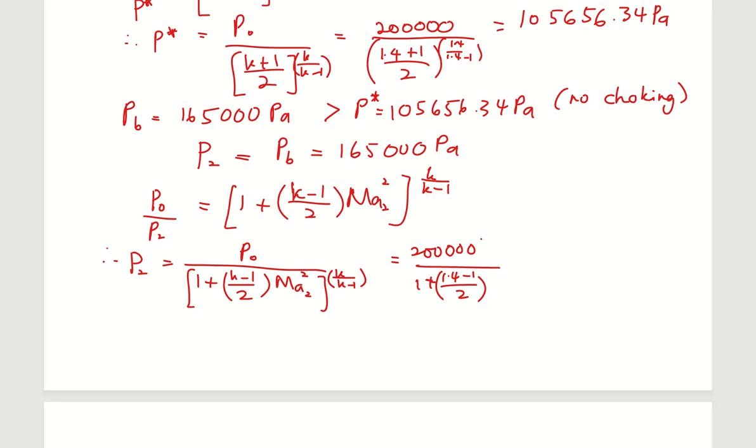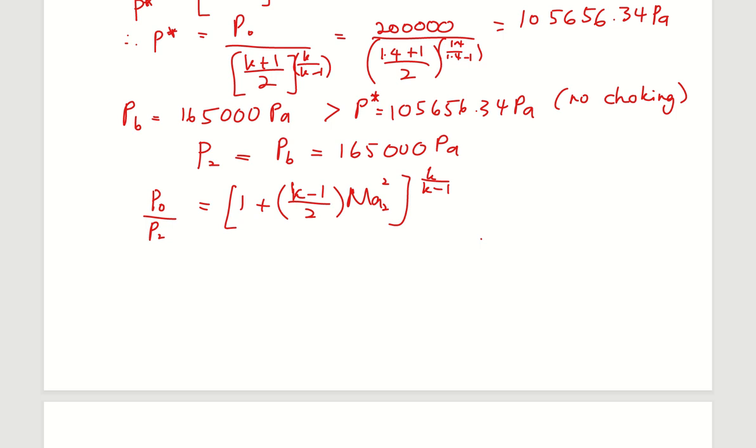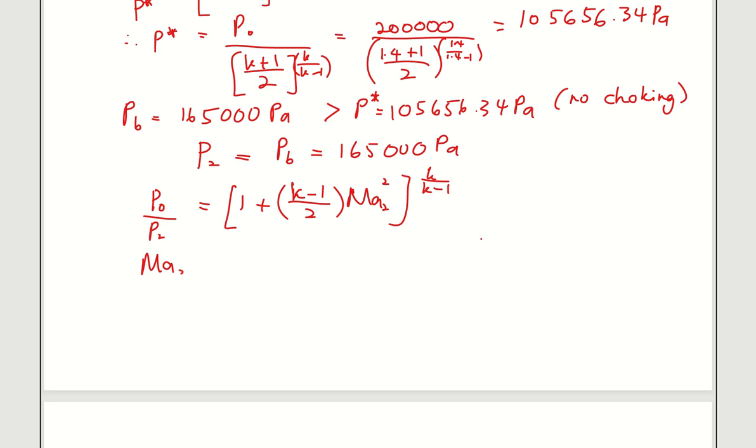I think I got it wrong here because we already have P2, right? So we want the Mach number. Sorry. You rearrange the equation. So, Mach number is P naught over P2. Then you want to cancel the power of K divided by K minus 1 on the right side. So here, K minus 1 divided by K. Then you minus with 1.